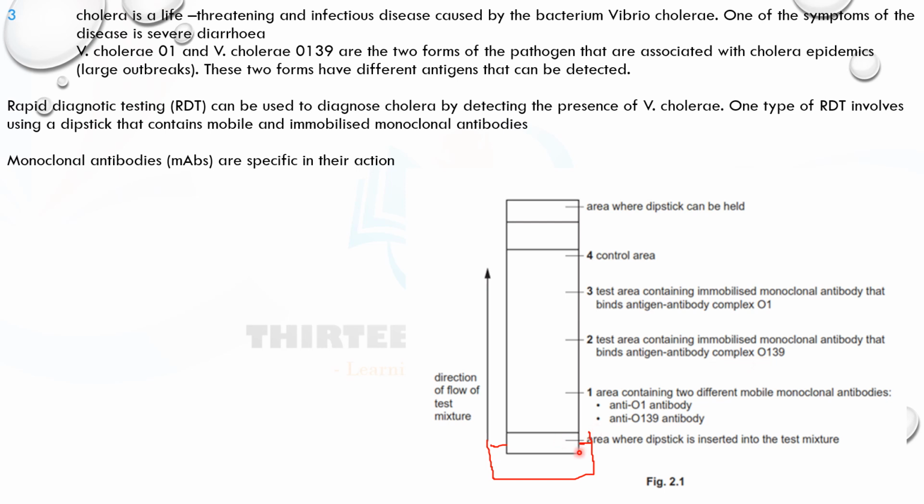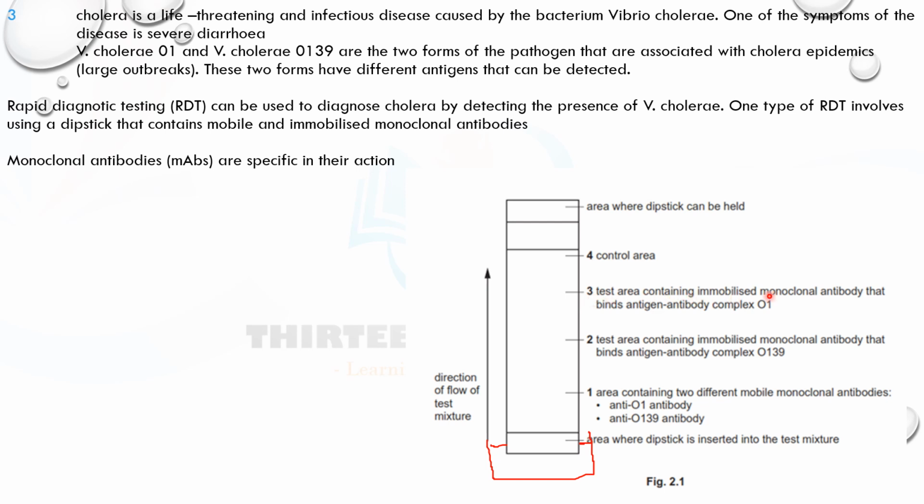So if this person has this virus here, of course it's going to form an antigen antibody complex, but they're going to come here and some of them will stay here. Why? Because the monoclonal here binds to the antigen antibody complex for this O139. But if the O139 strain is not there, that means there will not be any line from here. But look at area 3.